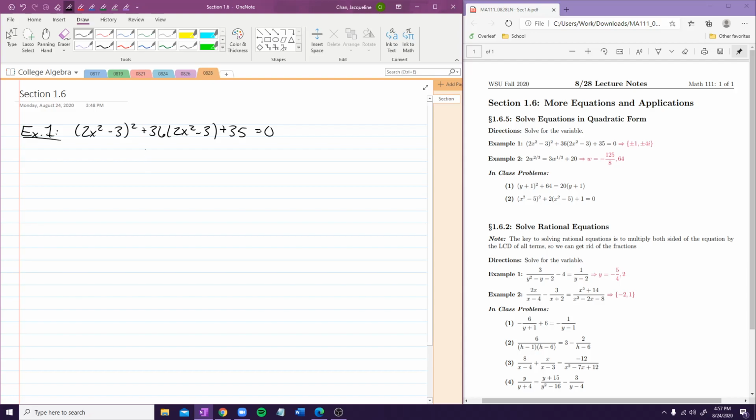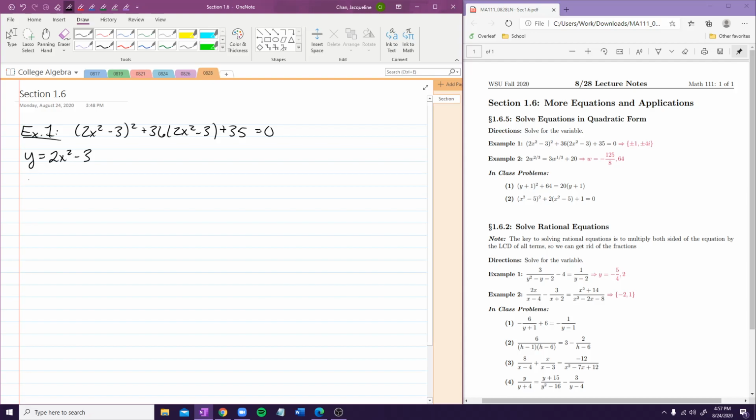So what are we going to do first? The first thing we're going to do is substitute. When we substitute, make sure you don't use the same variable, because towards the end, things will get really confusing. So I'm going to use a different variable. I'm going to use y, and I'm going to let y equal 2x squared minus 3.